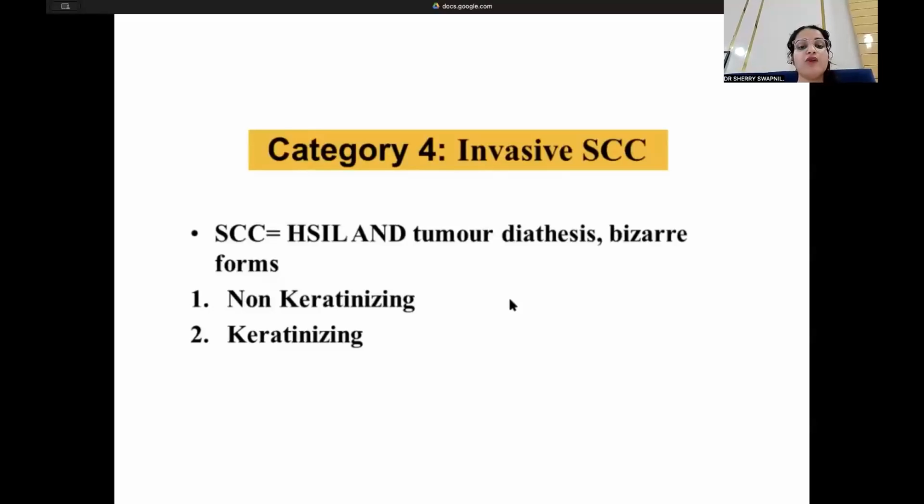So now we're moving towards the fourth and final category, invasive squamous cell carcinoma. Basically, invasive squamous cell carcinoma is more or less like HSIL. The features are the same, but we should look at the background. We should look for tumor diathesis. So tumor diathesis with HSIL features and bizarre forms should make us consider invasive SCC. It can be non-keratinizing or keratinizing. Next slide, please.